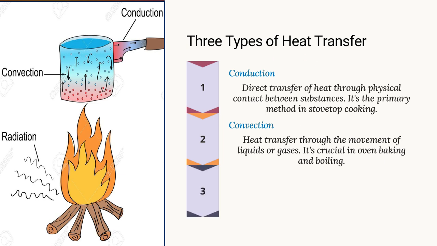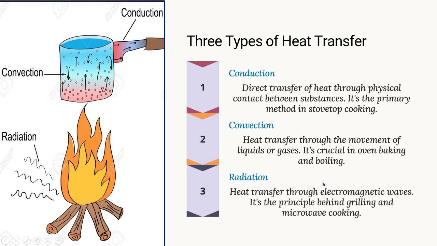Then what is radiation? The third one. With radiation, once the fire is on, outside the fire you are feeling heat. What is that? Radiation. Heat transfer through electromagnetic waves. It's the principle behind grilling and microwave cooking. So those are the three different ways heat is transferred from the source to the product, and the product gets cooked. Now let us see the methods of cooking, the entire flow chart.